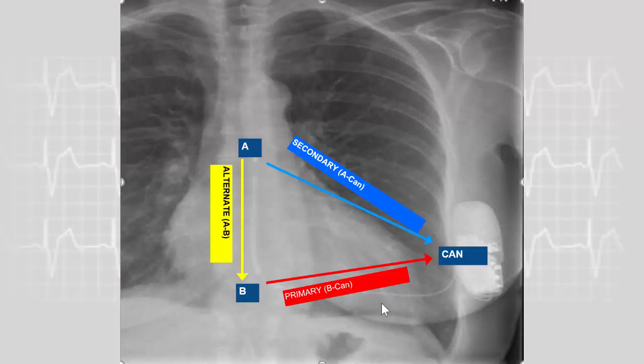So there is a possibility of automatic selection by the device of the vector used for sensing, but there is also a possibility of manual override of the sensing vector by a physician via the programmer.